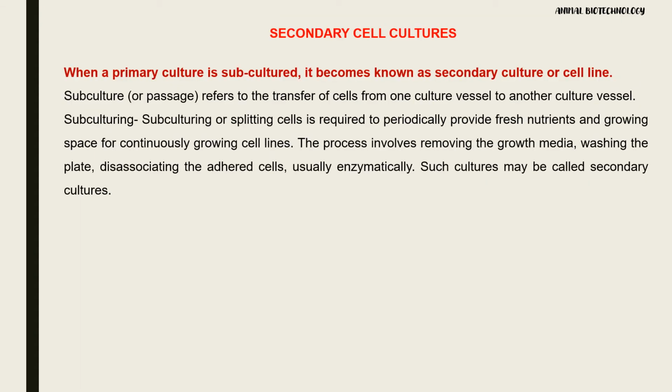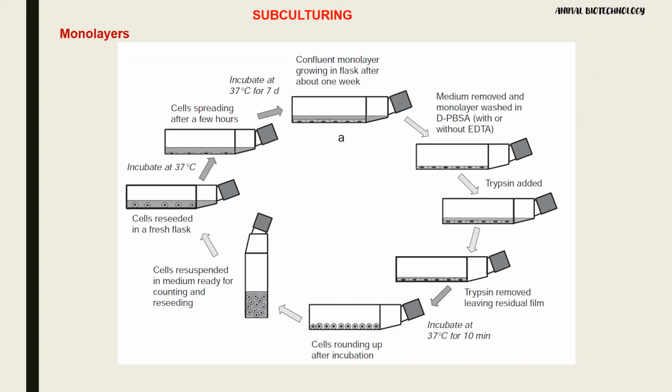Secondary cell cultures. Secondary cell cultures are formed when the primary cultures are subcultured or undergo passage. It refers to transfer of cells from one culture vessel to another culture vessel and are provided with fresh nutrients and growing space for continuous growing. The figure here shows the steps of cell passage.